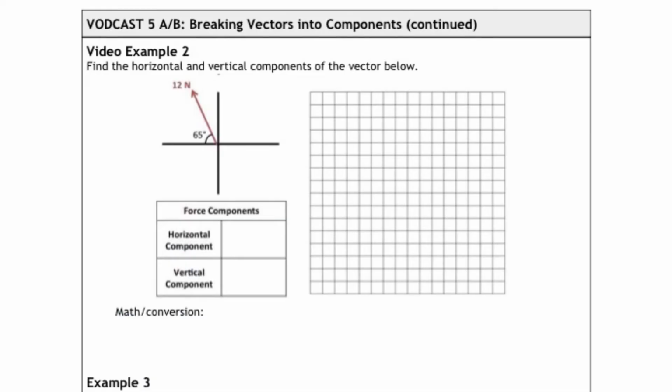I'll do the same thing for example 2, starting by sketching the components. This vector goes up and to the left, so I know I'm going to have a horizontal component to the left and a vertical component that is up. I've got a right triangle with my angle 65 included in there, and can use trig functions to find the horizontal and vertical components. Again, thinking SOHCAHTOA.